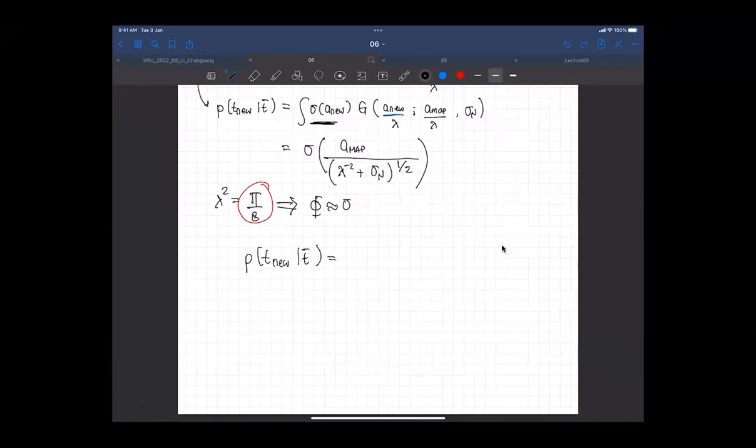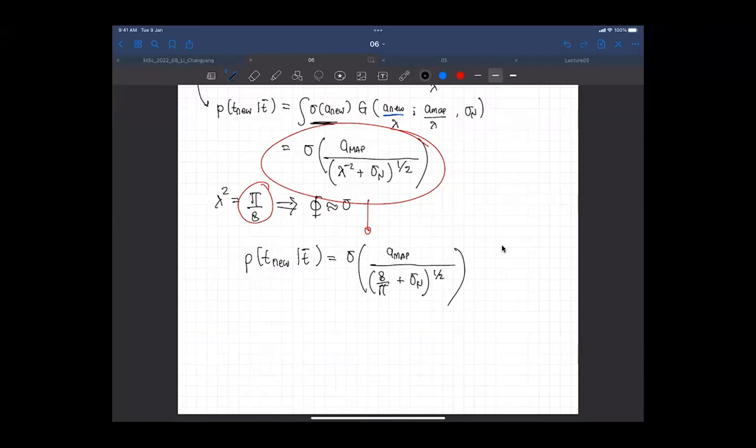P of t nu given t bar, which is the equation that I am referring to here, equals sigmoid of A MAP divided by the square root of, lambda square is pi divided by 8, so 8 over pi, plus sigma n square. Okay?